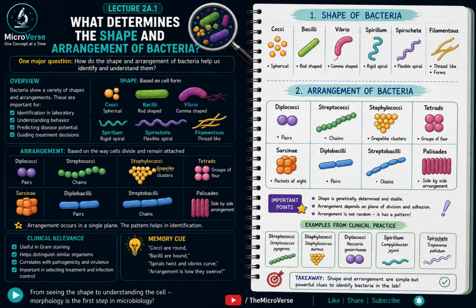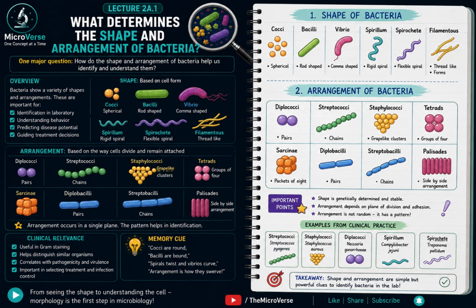Welcome back to MicroVerse. We have now completed bacterial taxonomy, where we learn how bacteria are classified, identified, and named. So, before studying the internal structure of a bacterial cell wall, we need to begin with something we can observe directly. What does a bacterium look like? Bacteria occur in different shapes, and they may also occur in characteristic arrangements. So, today's question is: what determines the shape and arrangement of a bacteria? So let's understand both concepts together.